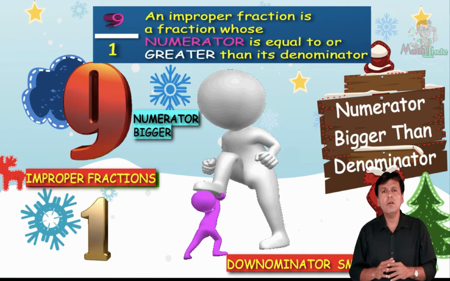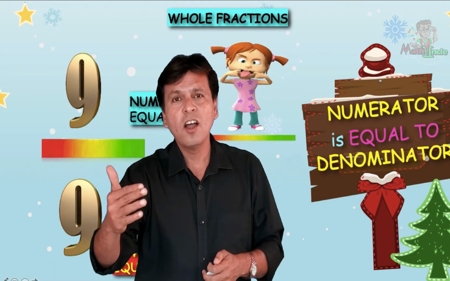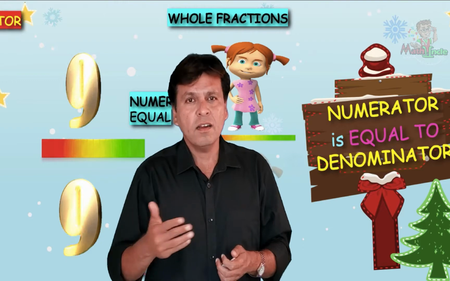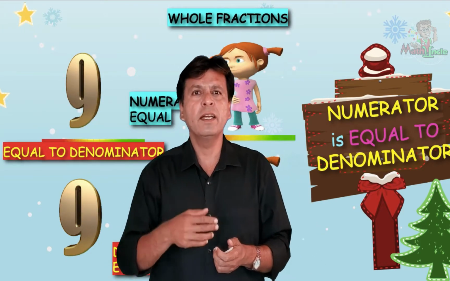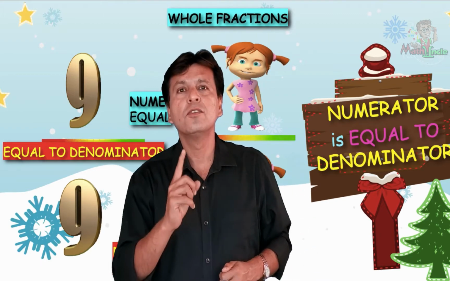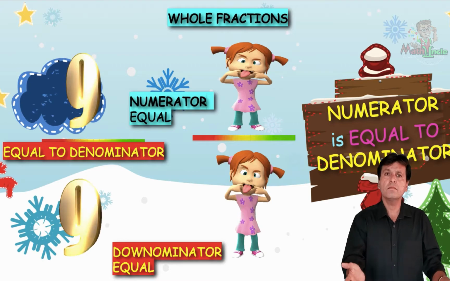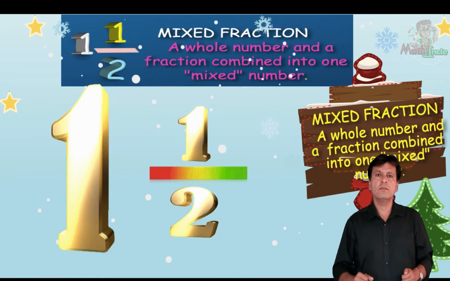And what are whole fractions? One second. Let me see. Oh, 9 by 9. 9 by 9 is a whole fraction because the value will come to 9 divided by 9, which will become 1. So the value is 1. So it's a whole fraction. And what about the mixed fractions?